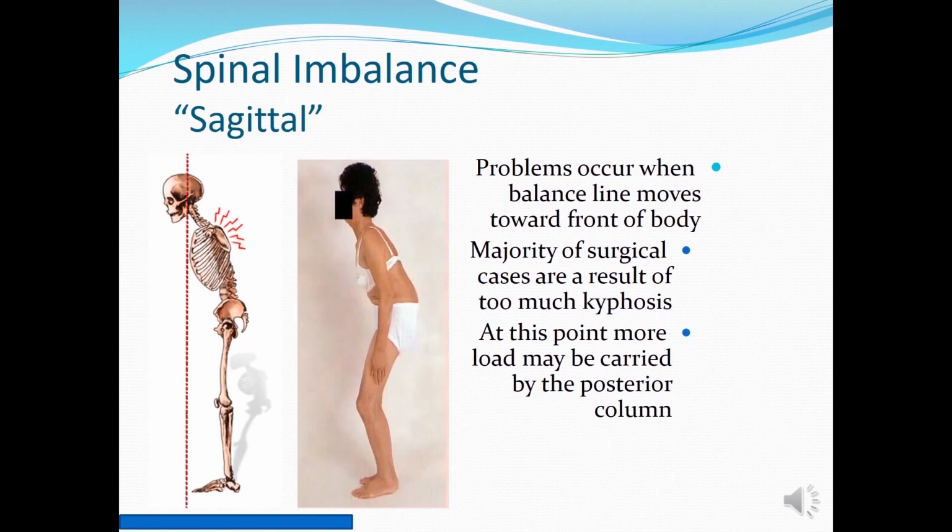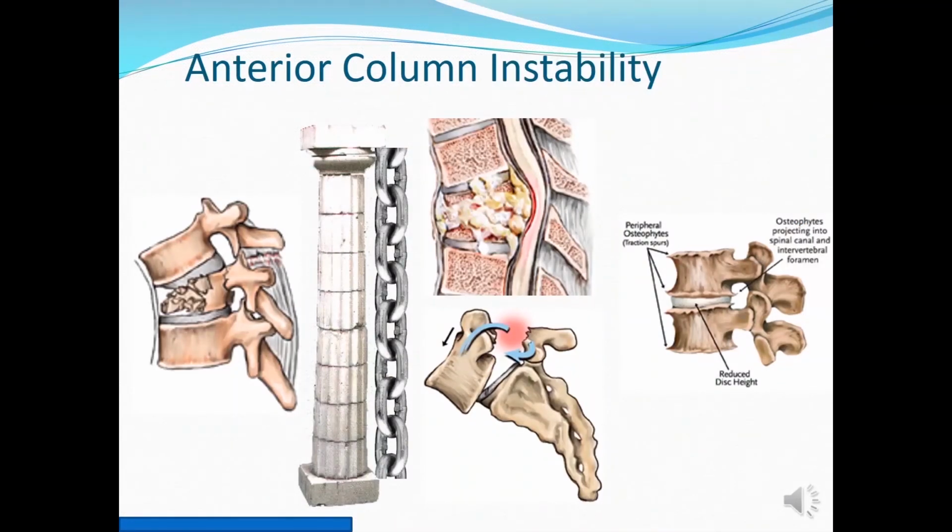The sagittal spinal imbalance is due to loss of anterior height of the vertebrae. Loss of the anterior height may be due to fracture, infection, or tumor eroding the bodies, or failure of the posterior elements, like in Barre's defect and spondylolisthesis.